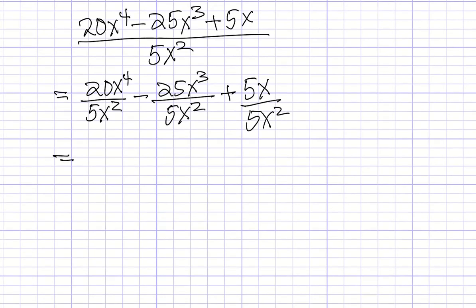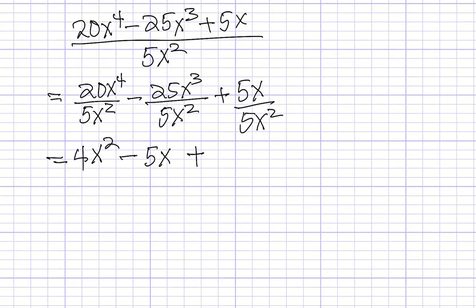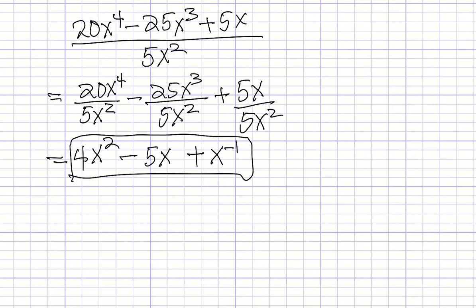20 divided by 5, you get 4. And then you have x raised to the power 2. Okay, it's negative. 25 divided by 5, you get 5, x raised to the power 1. You see it right there, right? Plus 5 knocks out 5, and then you have x raised to the power 1. I think we're done. Is there anything to be done there? I don't think so. You see that we're done?